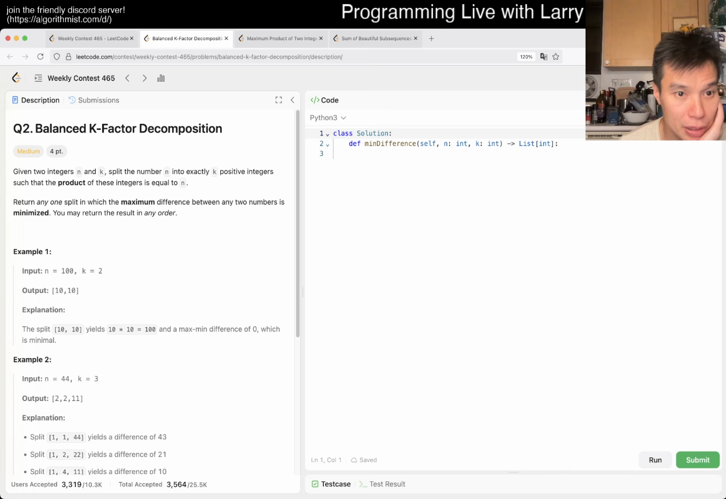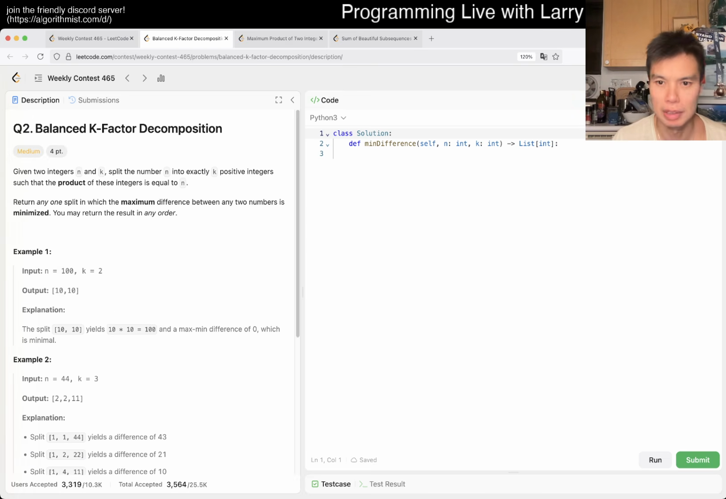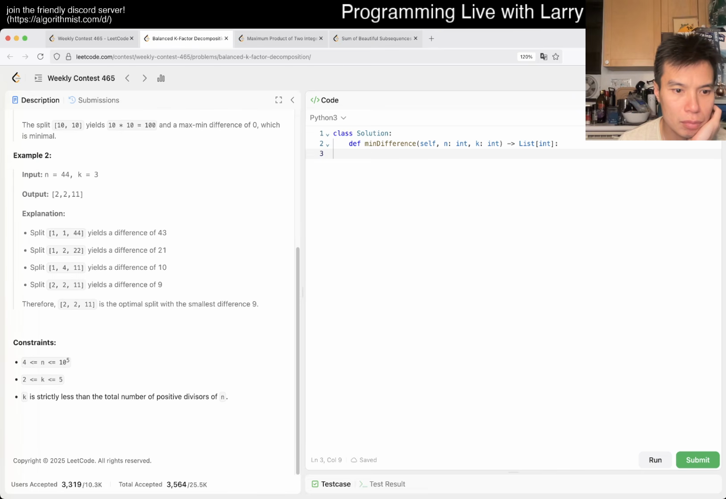N and k, split the number n into k positive integers and the product of these things. Okay, I mean this. Oh, k positive. Oh, up to 5 numbers. I think that's the small part. There's no part 2 of this, right? And it could be 1 for some reason. What is the difference again? The max and the min?